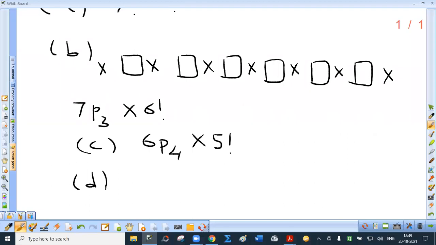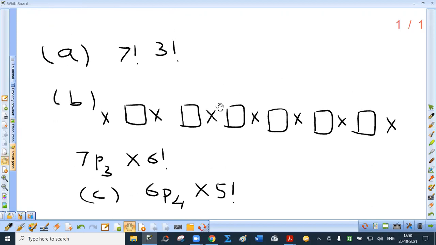Now in D part, what is the requirement? O is the first letter and T is the last letter. So first is fixed, last is fixed. Means we have to arrange the remaining 7 letters. They can be arranged in 7 factorial. Okay, so this is about the solution. Now we will write the detailed solution. Start writing.